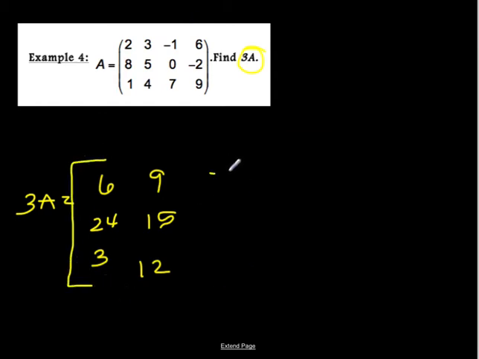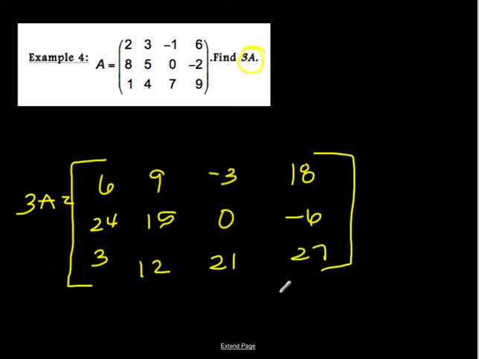Negative 1 times 3 is negative 3. 0 times 3 is 0. 7 times 3 is 21. Then I go on to my last column. I would have 6 times 3 is 18. Negative 2 times 3 is negative 6. And 9 times 3 is 27.